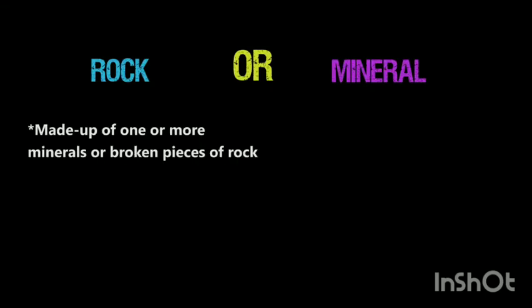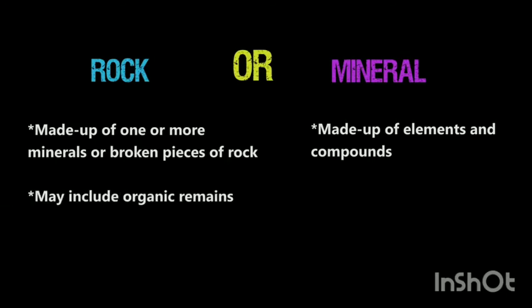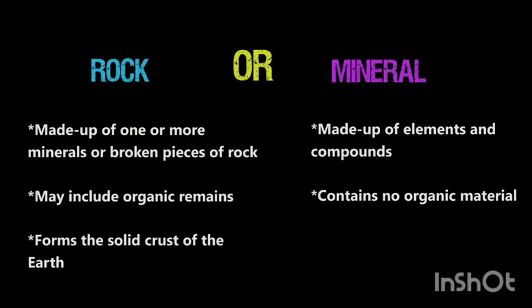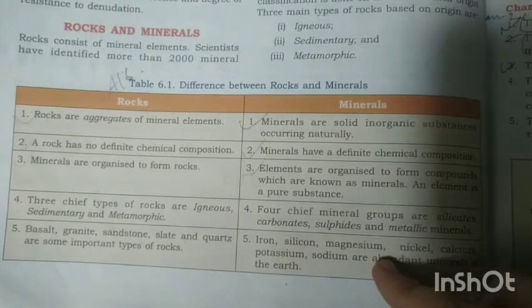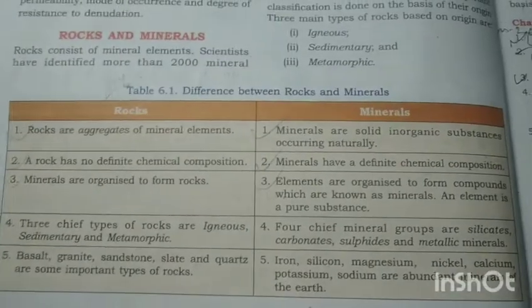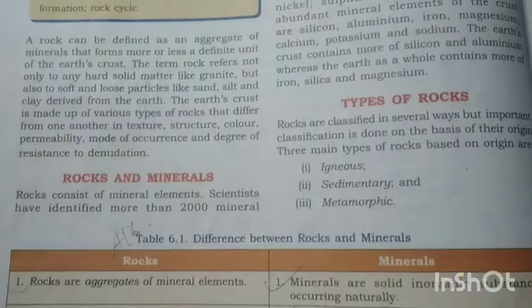Next are the differences. Rocks are made up of one or more minerals. Minerals are made up of elements and compounds. Rocks may include organic matter, the remains of plants and animals, and minerals don't contain any organic material. Rocks form the solid crust of the earth, and minerals make up the earth's rock and sand, which is an important component of soils. Like they provide potassium and all that. So this is what I told you about the difference between rocks and minerals.